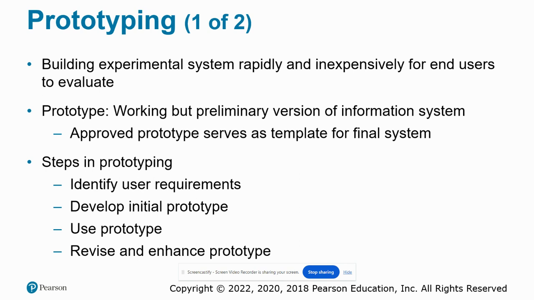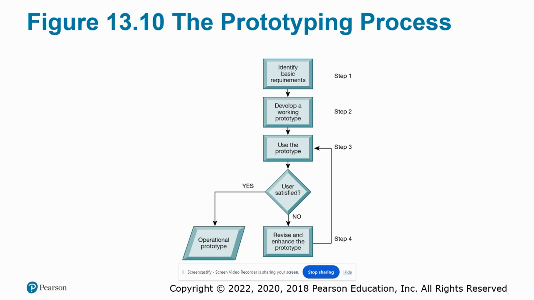Note that once no more iterations are needed, the prototype becomes the finished specifications for the final application or may serve as the production version of the app. The process of developing a prototype can be broken down into 4 steps. Because a prototype can be developed quickly and inexpensively, systems builders can go through several iterations, repeating steps 3 and 4 to refine and enhance the prototype before arriving at the final operational one.